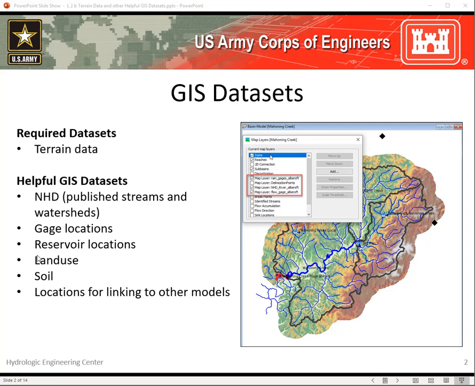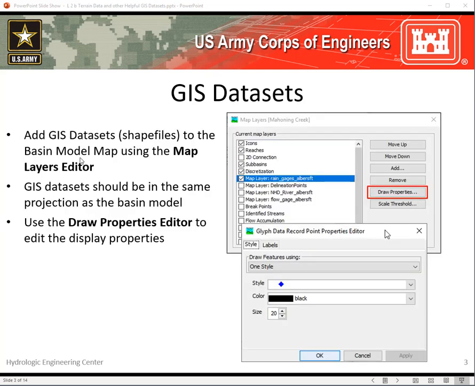And then other information too. If you're going to link HMS output to another model, like a HEC-ResSim or HEC-RAS model, then you might want to load some type of geographic information inside the basin model so that you know where you're going to provide that handoff of data to another model. So those are helpful GIS data sets that you have defined within your basin model. In order to use the GIS delineation tools, you have to have a terrain data set. All right, so let's talk more about the terrain data set.